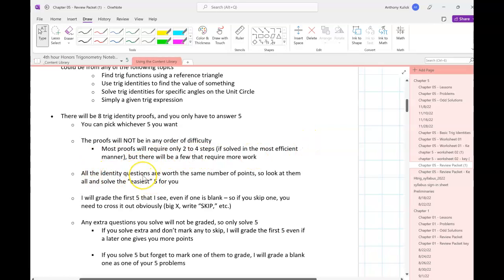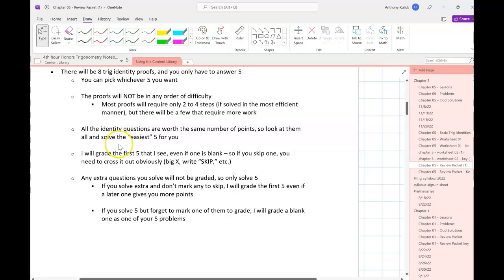All the questions are the same amount of points as the proofs go. They're all just 5-point questions. So pick the 5 easiest ones. I'm going to grade the first 5 that I see, even if it's blank.